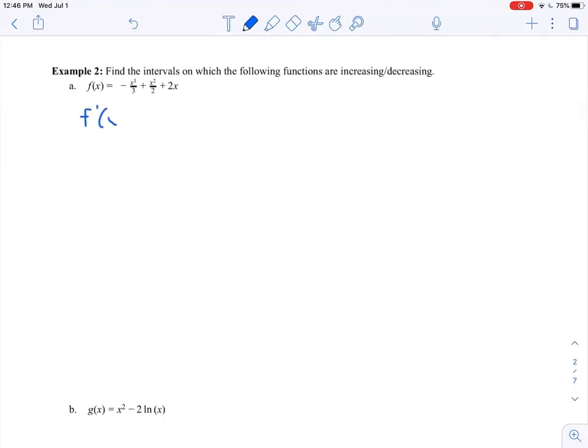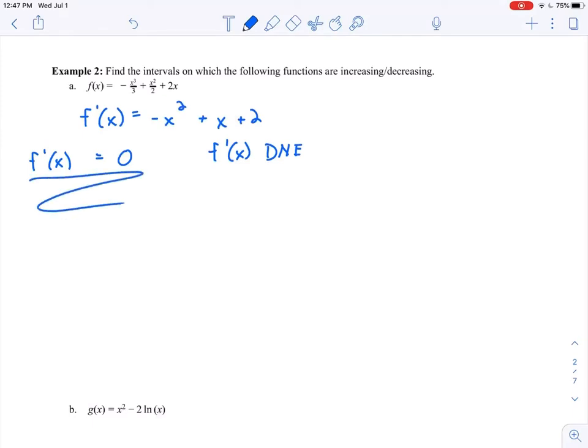So f prime of x is equal to, let's see, if I multiply the power, I'll cancel that 3, so I'll have negative x squared. Same thing with that middle term, plus x plus 2. So I want to find places where f prime of x is equal to 0, and places where f prime of x is undefined, otherwise known as places where f prime of x does not exist. Let's work with this guy first, because this is going to be the more common scenario that we work with.